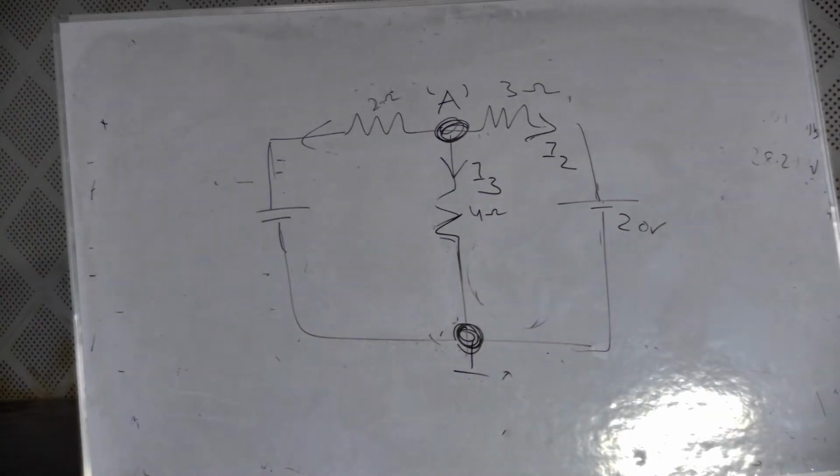The answers must be the same: the current through the 2 ohms, the voltage drop across the 2 ohms, and the power taken by the 2 ohms. Compare them with mesh analysis.